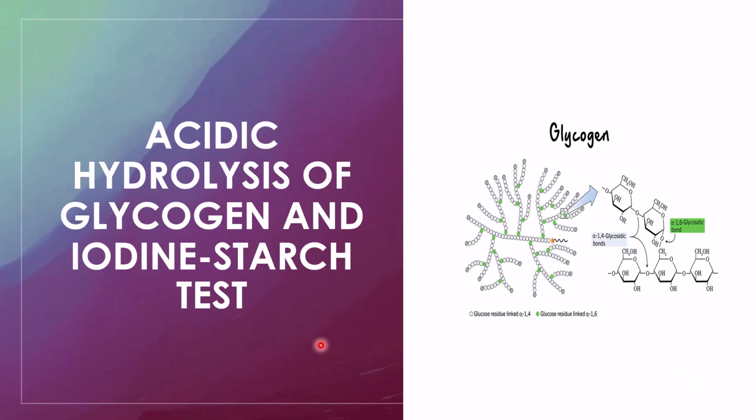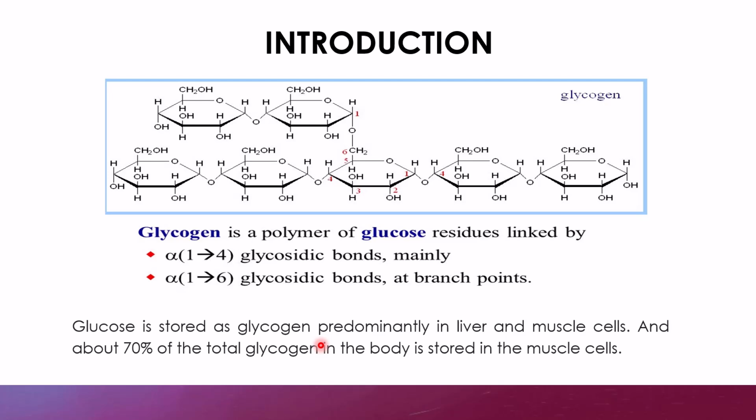In our class today, we are going to look at acidic hydrolysis of glycogen and the iodine starch test. We start our introduction by looking at the structure of glycogen. From the structure, we can see that glycogen is a polymer of glucose residues linked mainly by alpha 1,4 glycosidic bonds. These are the alpha 1,4 glycosidic bonds over here, and alpha 1,6 glycosidic bonds at the branch point. And this is the branch point of the glycogen structure.